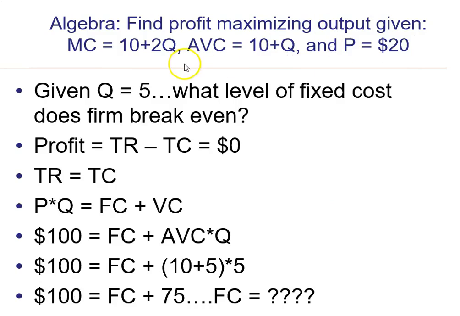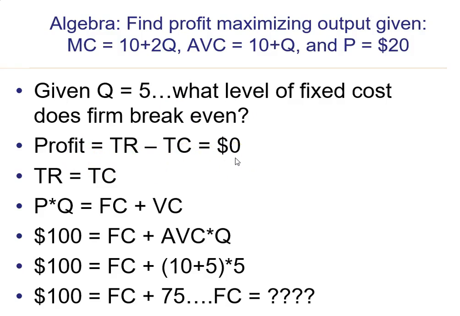Now, using those same set of numbers, MC, AVC, and P, let's ask a different question. How much can your fixed costs be and this firm still break even? If you can answer this question, you've got a good handle on the algebra. Let's go over it together. First, we have to define profit, and that's simply total revenue minus total cost. We're breaking even, so our profit's 0.